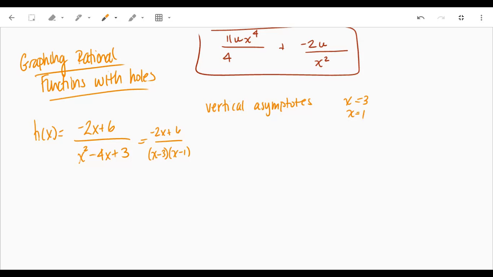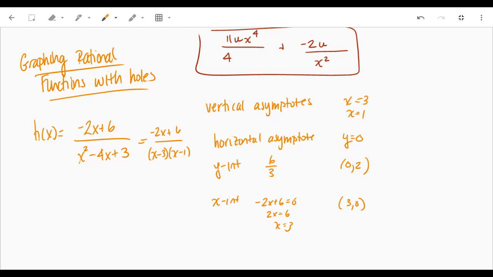Okay, I could get my horizontal asymptote. The degree of the numerator is less than the denominator, so it's your x-axis, so y equals 0. My y-intercept, if I make x equals 0, I would have 6 over 3, so it would be 0, 2. And then my x-intercept, whatever makes the numerator 0, so negative 2x plus 6 equals 0, 2x equals 6, x equals 3.